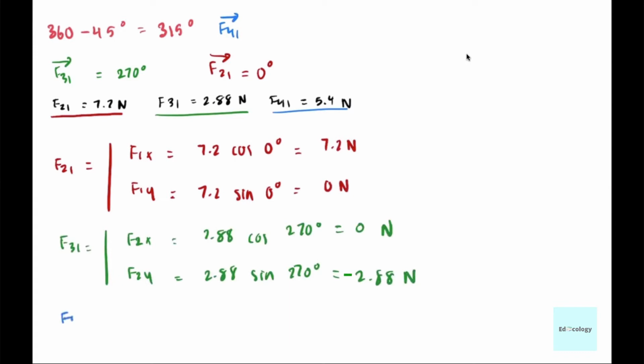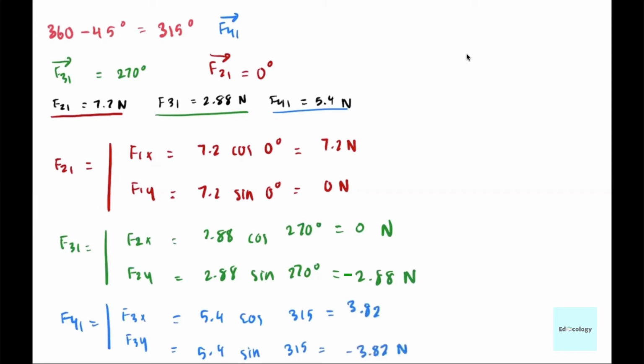Finally, for F41, so F3x and F3y will be equal to the magnitude, which is 5.4. Then for x is cosine, here sine. Then the angle is 315. And when you use your calculator, you will get 3.82 and negative 3.82 newtons.